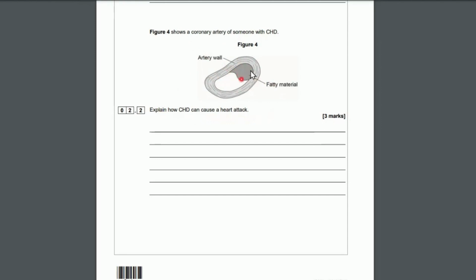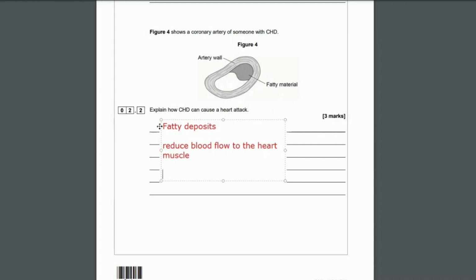So if we have a fatty material here, what's it going to do to the amount of blood flowing to your heart muscle? So it's going to reduce blood flow. So we're going to say fatty deposits reduce blood flow to the heart muscle. Now, it's important really to use the word muscle. I guess reduction in blood flow would definitely get you a mark. What does this mean? If your heart muscle cannot get blood, what's it going to get less of? The muscle cells get less oxygen. So the cells are going to get less oxygen.